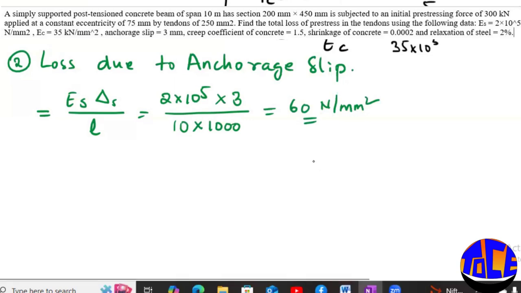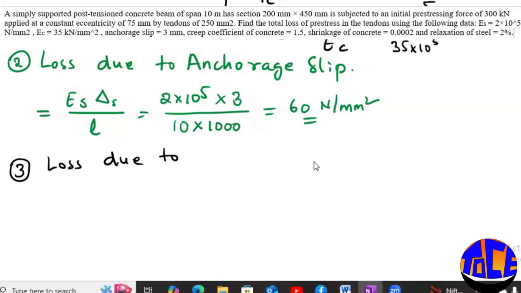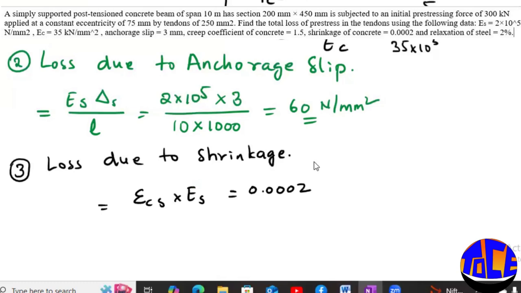Now let us find the loss due to shrinkage. The formula we are going to use is the ultimate shrinkage strain into Es. What is the ultimate shrinkage strain? It is mentioned in the question, it is 0.002. So 0.002 into the Es value, which is 2 into 10 to the power of 5. So it will be 40 Newton per mm square.